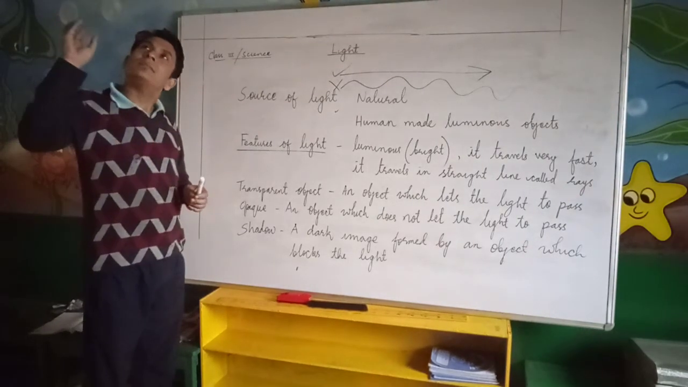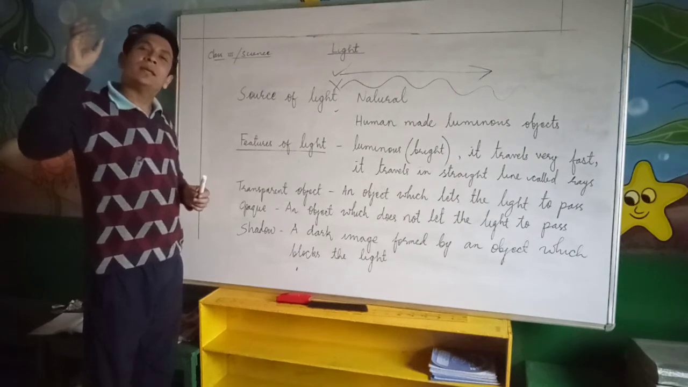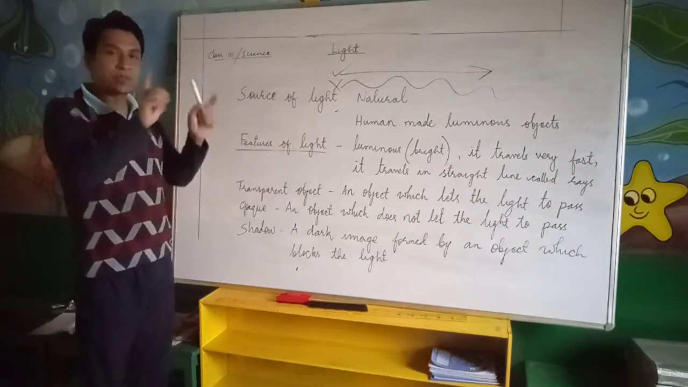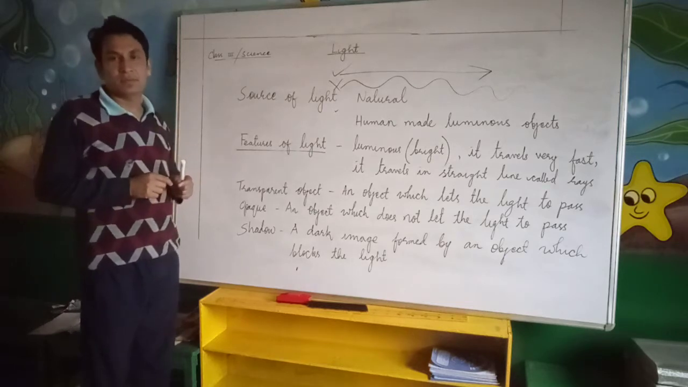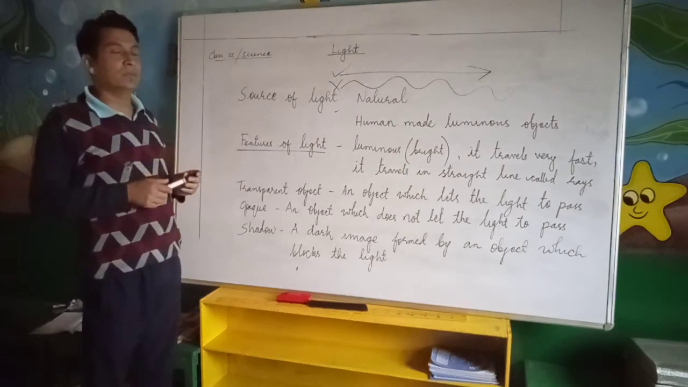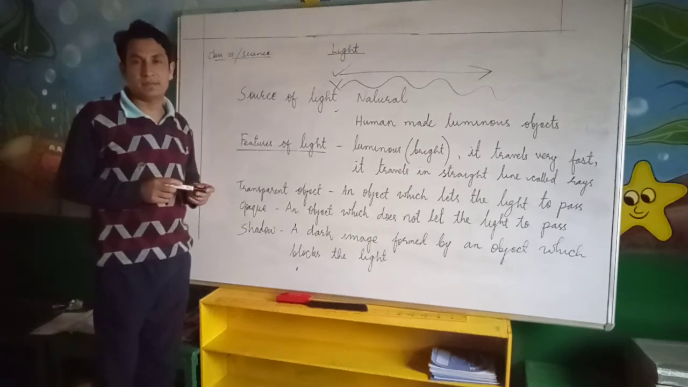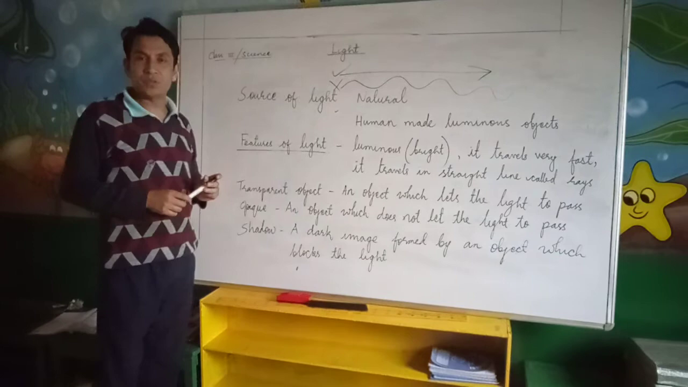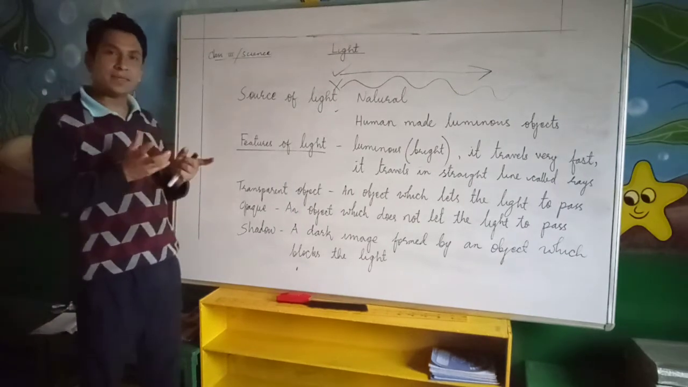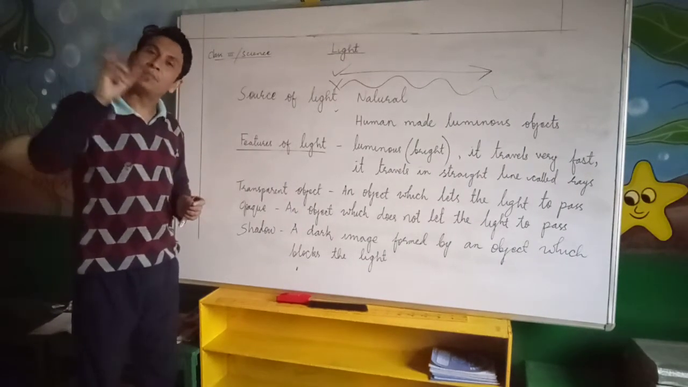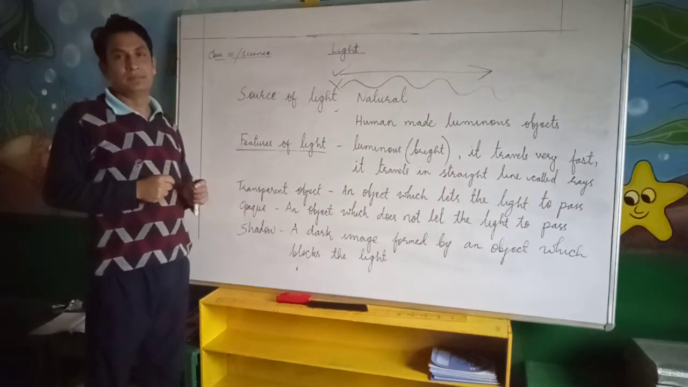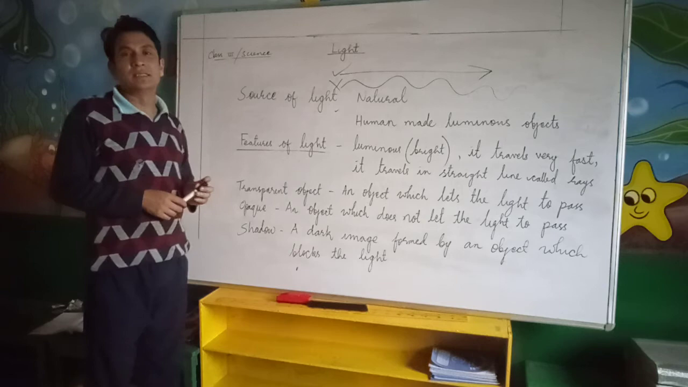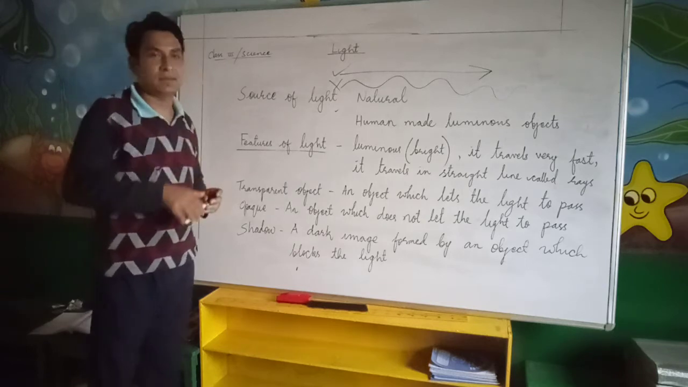Light means some electric bulb, television screen also, torch light also. They are all light. But there's a basic difference between daylight and electric bulb. There is a basic difference between daylight and torch light.